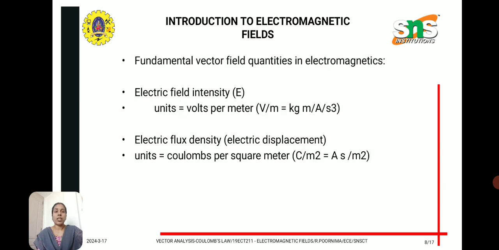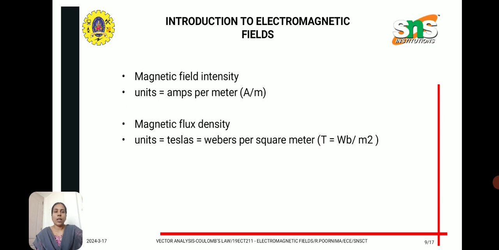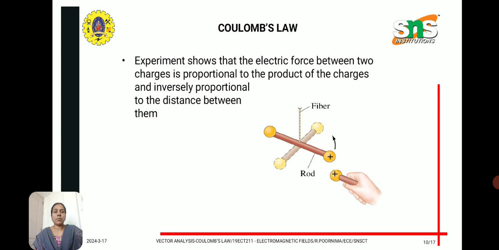The fundamental vector field quantities in electromagnetics are electric field intensity, where we measure the electric field strength in terms of volts per meter, and electric flux density, meaning the electric displacement, measured in coulombs per meter squared. In the magnetic field we measure magnetic field intensity, the magnetic field strength, in terms of amperes per meter, and magnetic flux density in teslas or weber per meter squared. So these are the important parameters in electromagnetic fields.